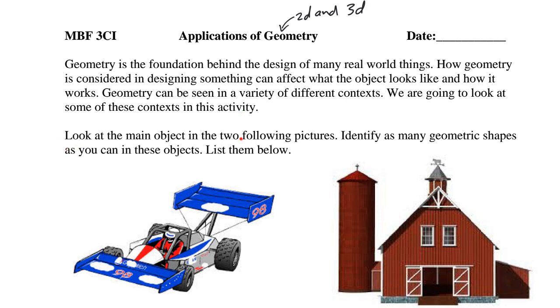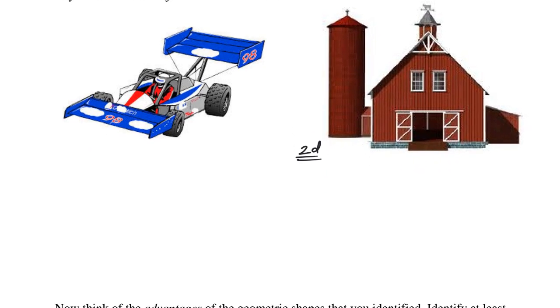Now, we're going to look at the main object in the two following pictures. We're going to identify as many geometric shapes. Notice we said shapes. Yes? Not objects. Okay? So we're going to only focus on the 2D aspect of the shapes that make up the 3D shapes. So, for example, if I'm looking at the car that we have on this as one of our shapes we're going to be working with, I'm not looking for the overall 3D shape like a cylinder or something like that. What I want to see is what the 2D shapes we have.